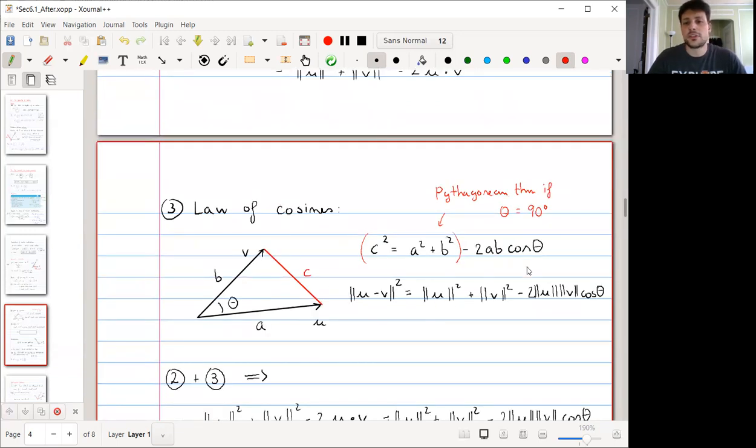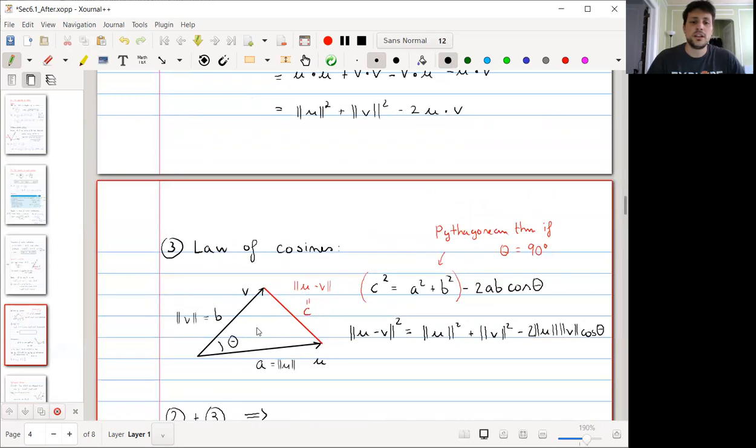In general, there's this correction term with theta, and by calling these edges the length of u and the length of v, and then u minus v, this difference here. So let's say that c is the norm of u minus v. The law of cosines tells us that the norm of u minus v squared is equal to the norm of u squared, which is a squared, plus the norm of v squared, which is b squared, minus twice ab, that is, norm of u, norm of v, times the cosine of the angle between them.